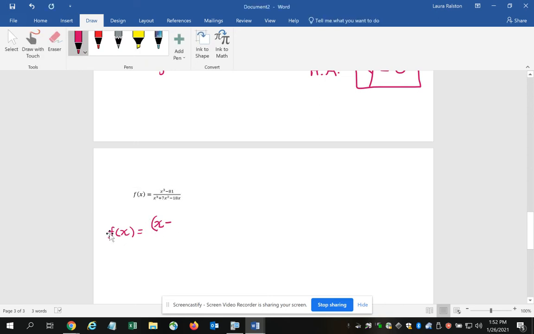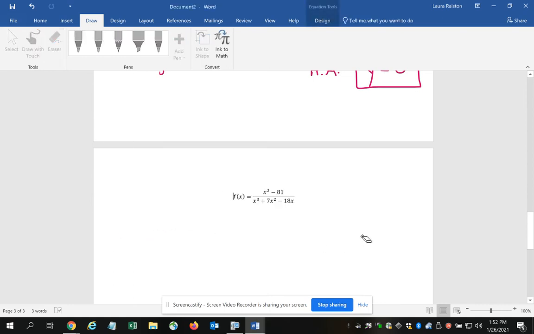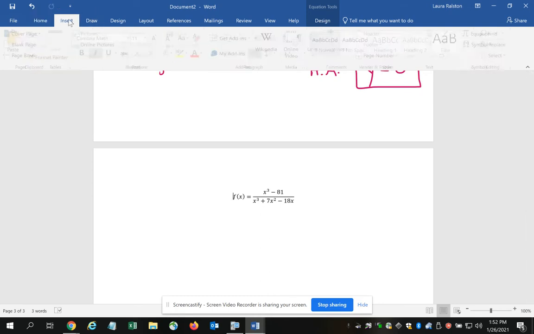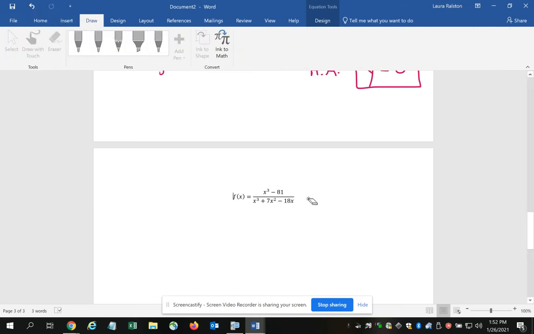Although the denominator does factor, it's not really going to help us a lot because the numerator doesn't factor here. But oftentimes you should think about trying to simplify your function first.